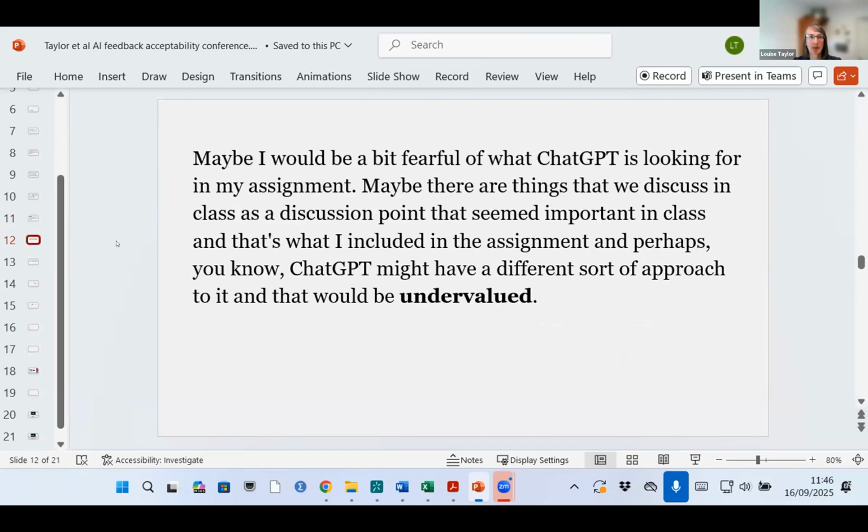Another student said, maybe I'd be a bit fearful of what ChatGPT is looking for. Maybe there are things we discuss in class, a discussion that seemed important in class, and so I included it in the assignment, but ChatGPT might have a different approach and it would be undervalued. So again, it's that idea that GenAI doesn't know what's happened in the classroom, what's been said, what's been emphasised, and might not take that into account in feedback.